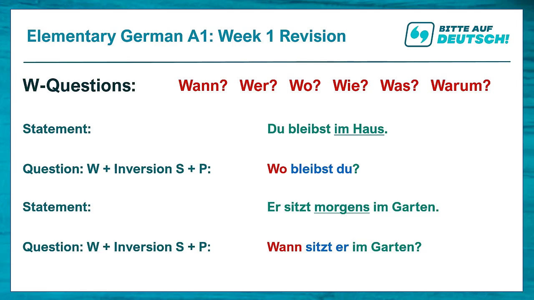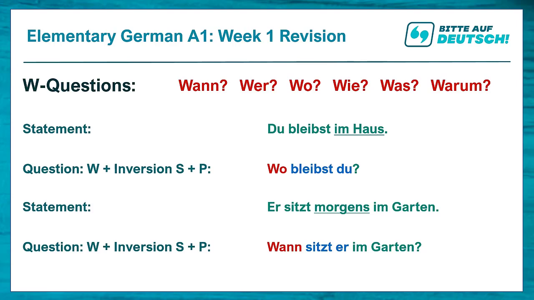Let's look at another example. In the sentence, sitzt morgens im Garten, which means he sits in the garden every morning or in the mornings, there are several options what part of the sentence we might ask about. We could say, who sits in the garden every morning? What does he do in the garden every morning? When does he sit in the garden? And where does he sit every morning?